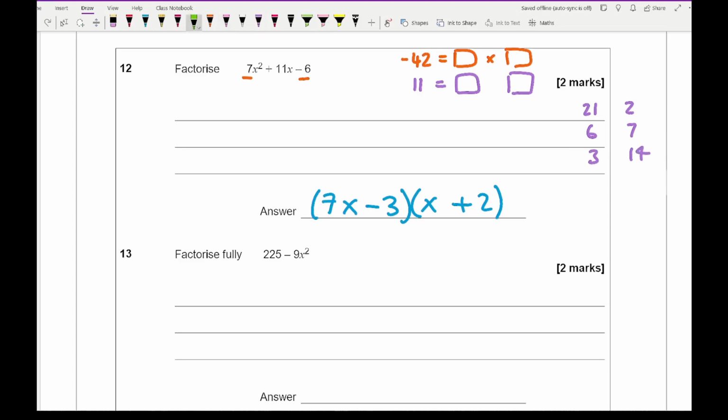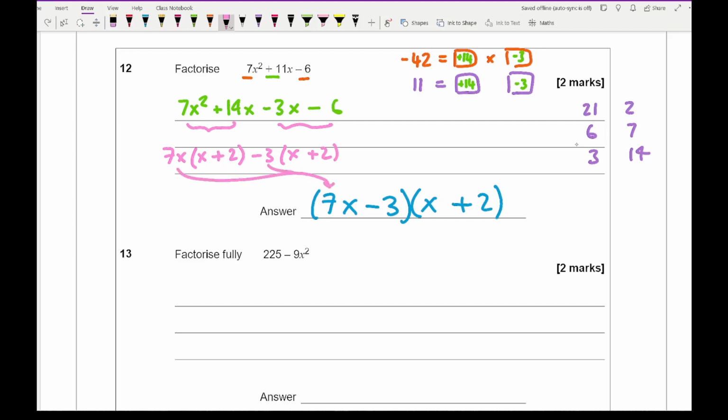So here we've got our two numbers being, now because the 11x is positive, we're looking for a positive big number, so it's plus 14 minus 3. So then sticking those numbers in, I get 7x squared plus 14x minus 3x minus 6. Then factorizing the pairs, I get 7x and then x plus 2. And then factorizing this, I get minus 3 times x plus 2. And then from there, 7x goes there, the minus 3 is there, and the common bracket is there.